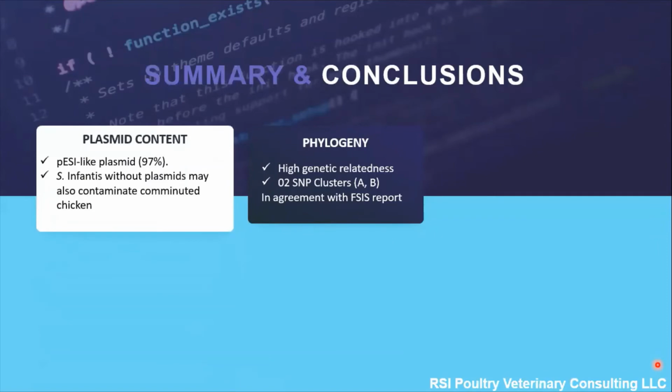We identified the plasmid of the emergent Salmonella Infantis clone in 97% of the samples. Two isolates did not contain any plasmid. The presence of non-plasmid containing Salmonella Infantis in comminuted chicken may indicate the relevance of cross-contamination in processing.